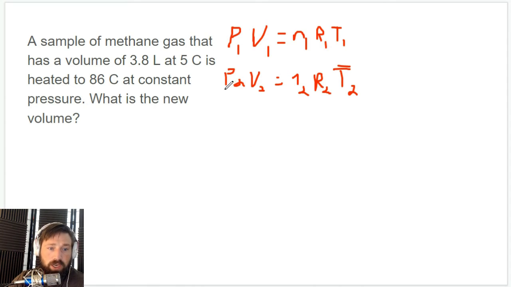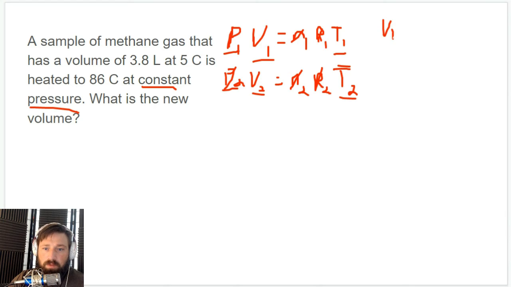Pressure. Did the pressure change? Nope. It says constant pressure. So these guys are the same. The number of moles. It doesn't say we added anything. There's no chemical reaction, so number of moles stays the same. This stays the same as well. So the only thing that really matters is the volume and the temperature. So what we're going to do is rearrange these guys to where they equal each other.